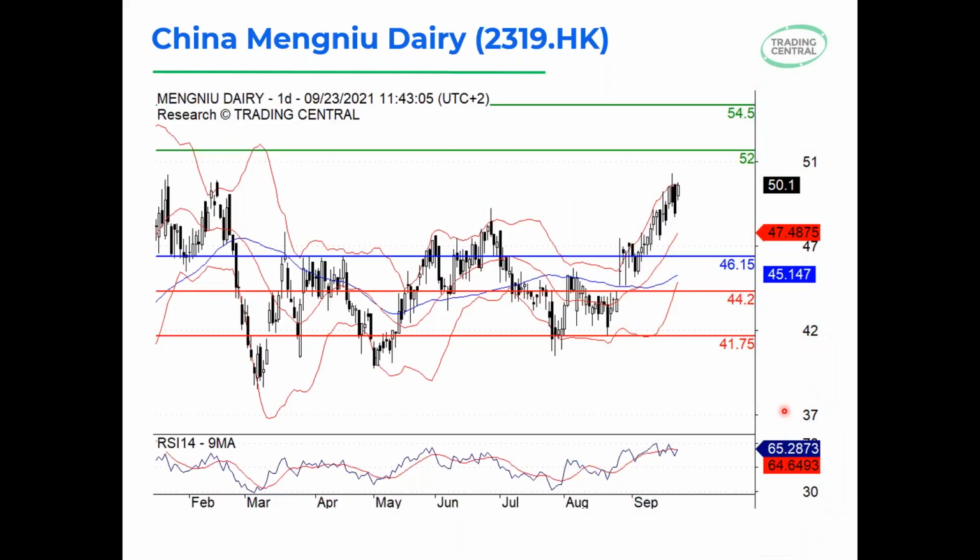This one, China Mengniu Dairy, a milk producer, dairy products in the mainland. It seems to be posing quite a good technical setup. While the Hang Seng is tanking to the downside, it keeps striking against the upper Bollinger Band. And you can see we are coming out from a downtrend in RSI at 65, meaning upward momentum. On share price, the rising trend line remains very intact. 2319, China Mengniu, a dairy product producer.